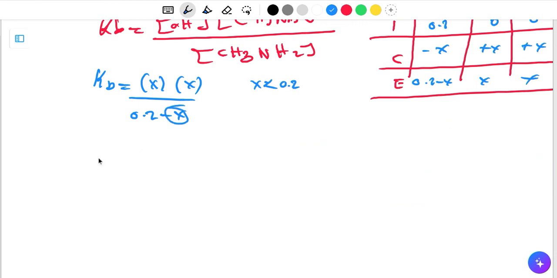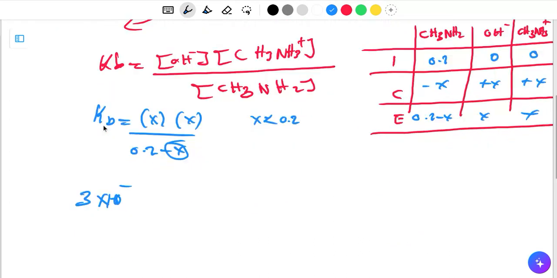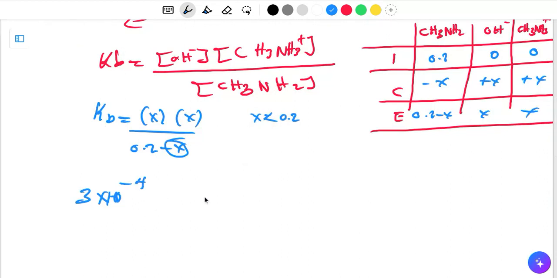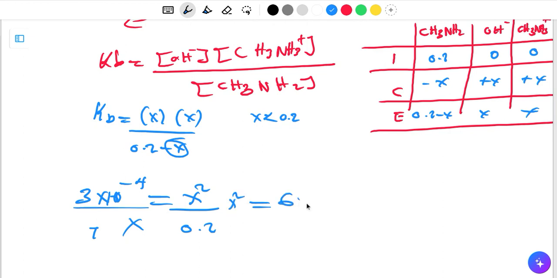So what are we going to have? We have 3 times 10 to the power negative 4, which is equal to x squared divided by 0.2. So here we multiply 0.2 by 3 times 10 to the power negative 4. I'm getting x squared equal to 6 times 10 to the power negative 5. Finding the square root of this is going to be the answer. So I'm getting 7.75 times 10 to the power negative 3 as the value.